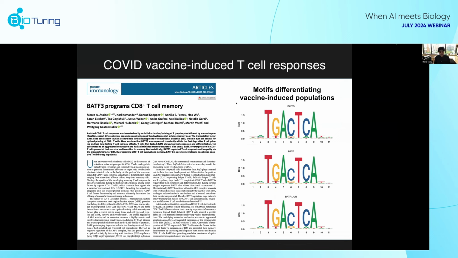So that leads to a prediction that in humans, BATF3 is responsible for being able to generate and drive the maintenance of this cell state. Turns out that right around the same time that we made this discovery, a paper was published in mouse showing that BATF3 programs CD8 T cell memory. And so I think our work is very consistent, showing that's likely true in humans as well.